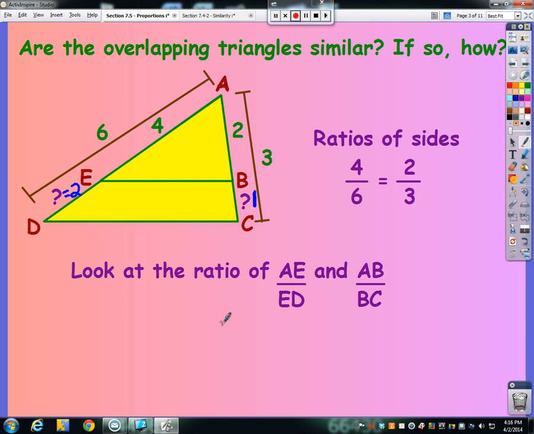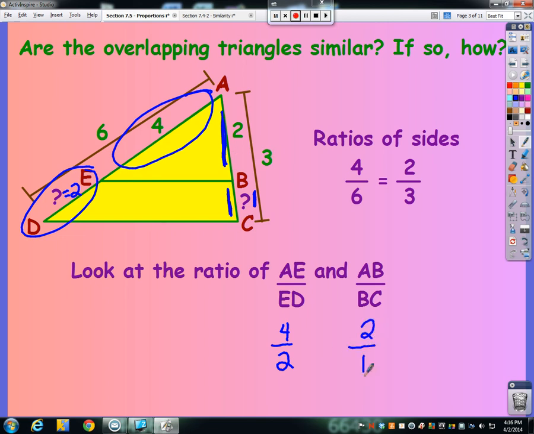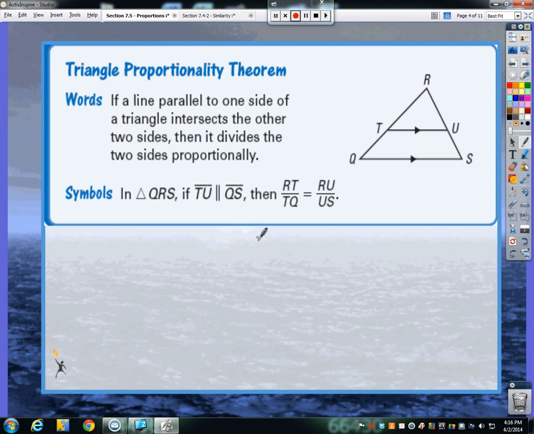Here's where we can look at a little shortcut. Notice the ratio of this piece to this piece. Okay, AE to ED. Well, that would be a 4:2 ratio. And then look at AB to BC. These two little pieces that together make up the 3. It would be 2/1. And notice that those two ratios are the same. They're proportional. But 2/1 isn't the same as our 2/3 ratio, but it doesn't matter. This is showing us a special relationship here, which leads us to the triangle proportionality theorem.